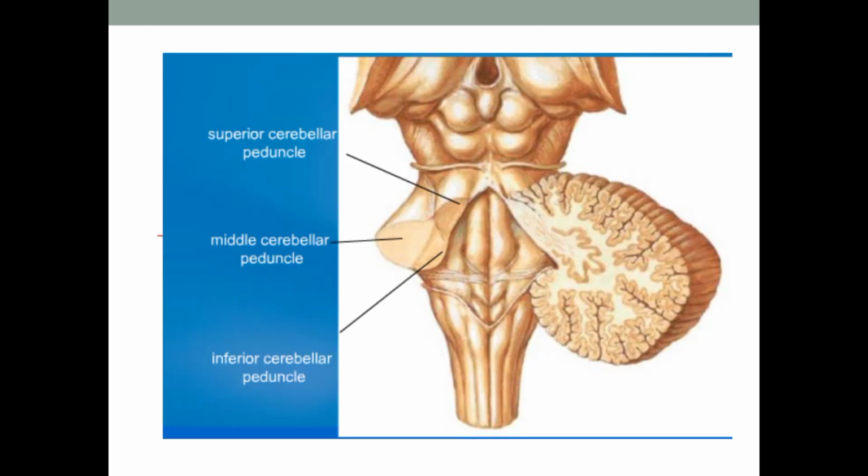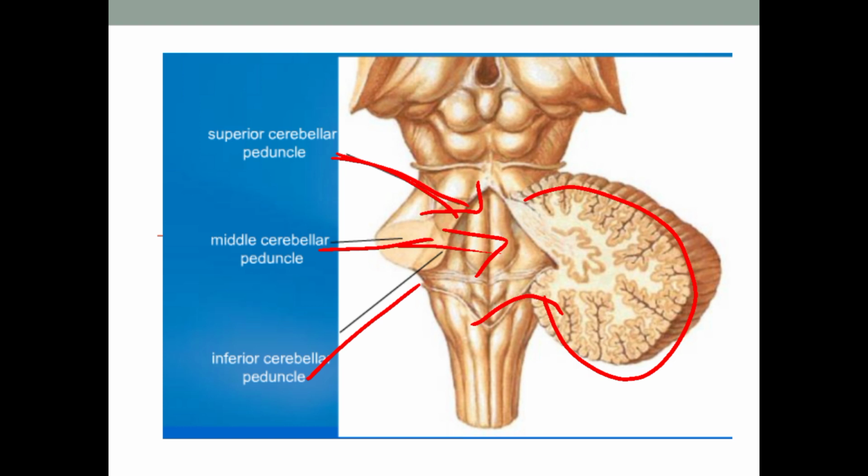Okay, so see in the figure here, this part is called the cerebellum. You can see the three peduncles: inferior, middle and superior. The inferior is connected to the medulla of the brainstem, the middle is connected to the pons and the superior is connected to the midbrain. So the cerebellum is connected to the brainstem by three peduncles: superior, middle and inferior cerebellar peduncles.